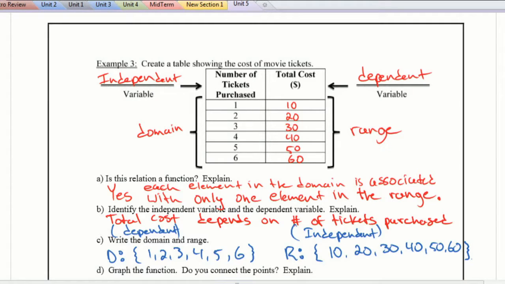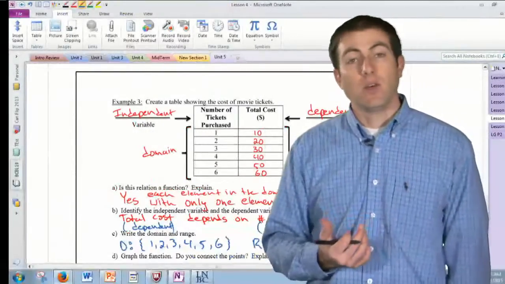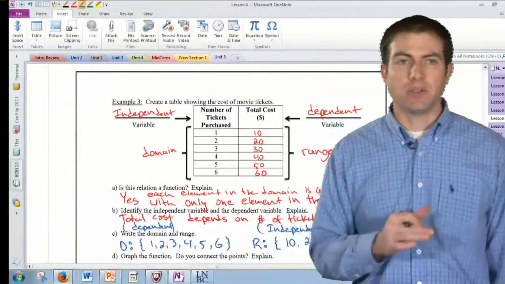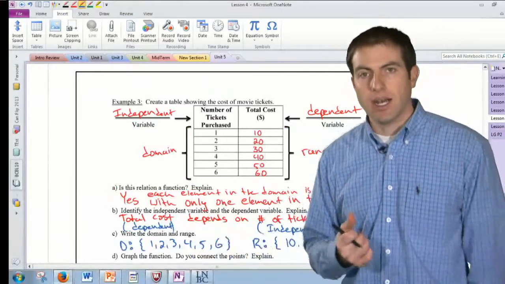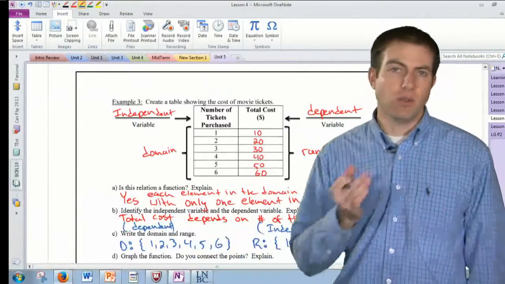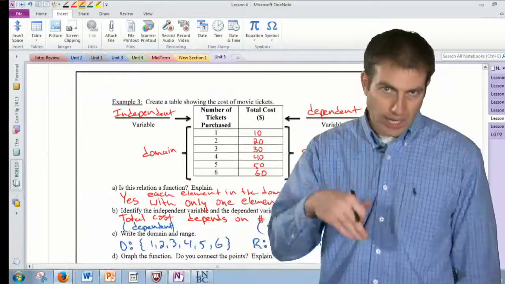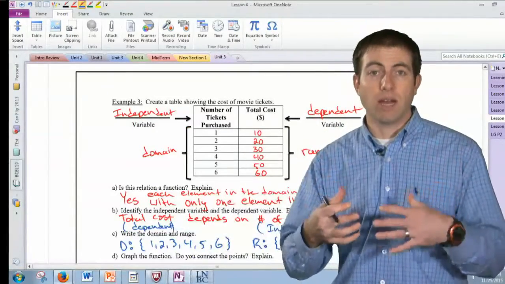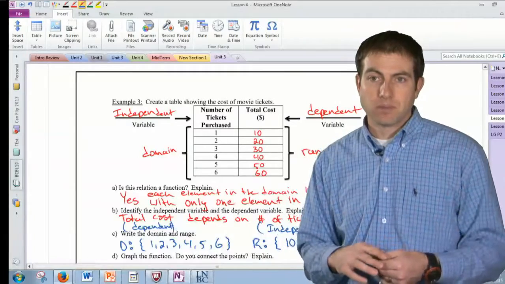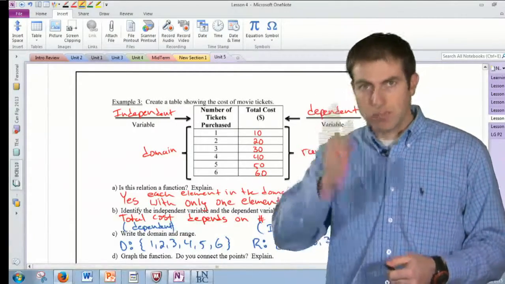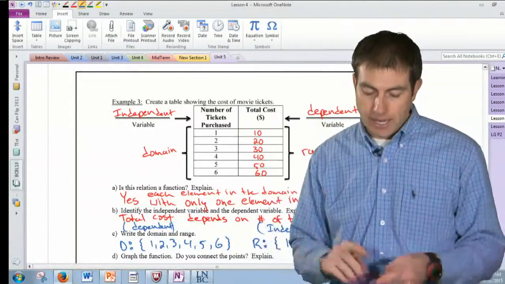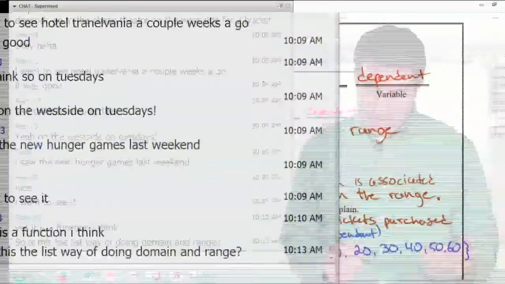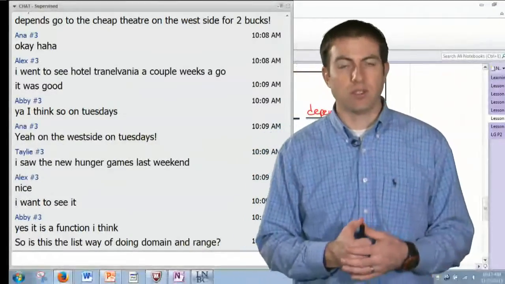It's nice when we have numbers in a table, the domain and range becomes really easy. When we're trying to identify the domain and range from a graph or a chart, it gets a little bit trickier because we need to figure out where we started and where we finished and what values we're using. When we just have ordered pairs or a table, we can just say, okay, the domain is all the x and the range is all the y. And yeah, this is a way of doing domain and range.